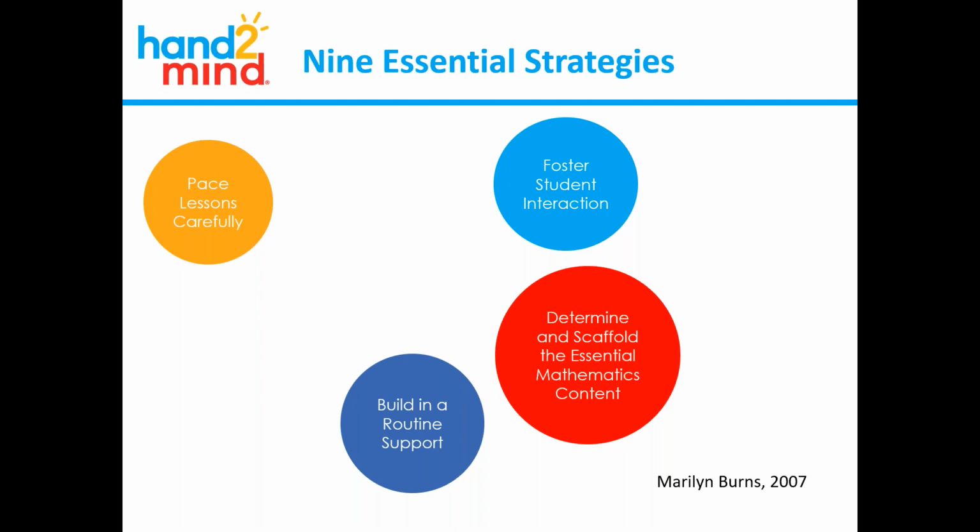So we want to make sure that we are fostering student interaction with our students. We have to make sure that our intervention is not just one child sitting there and we're just talking at them, but they have opportunity to interact with either us or other students. We have to make connections explicit.